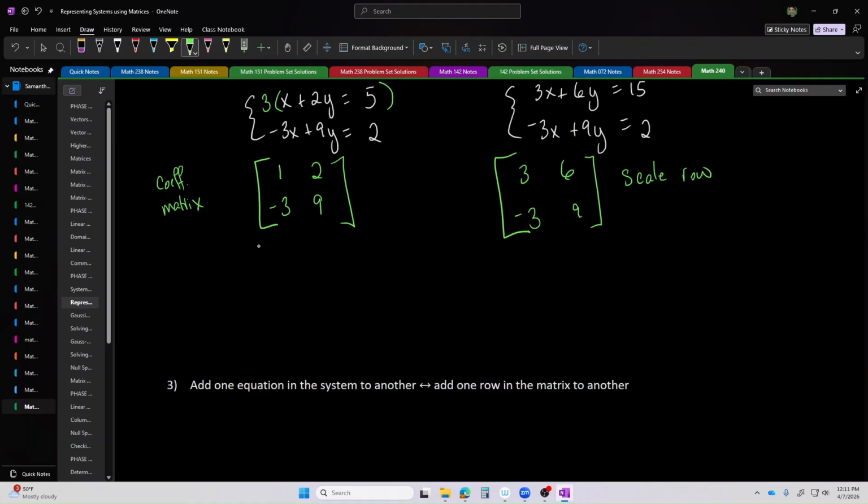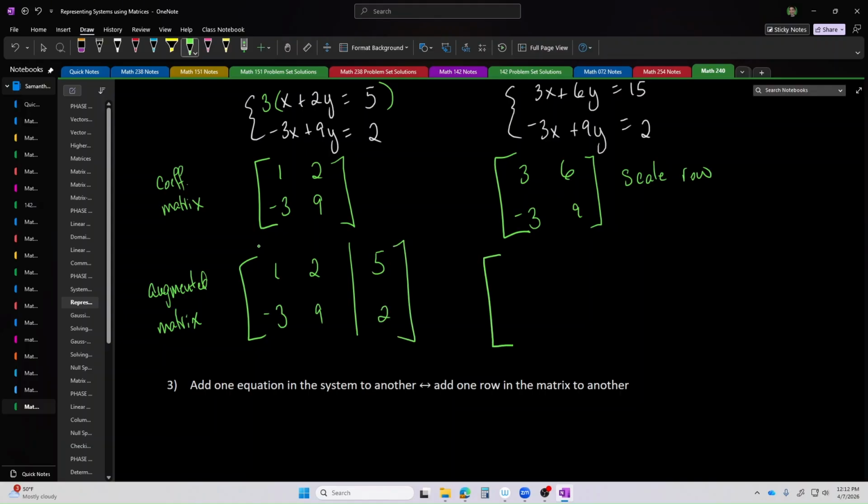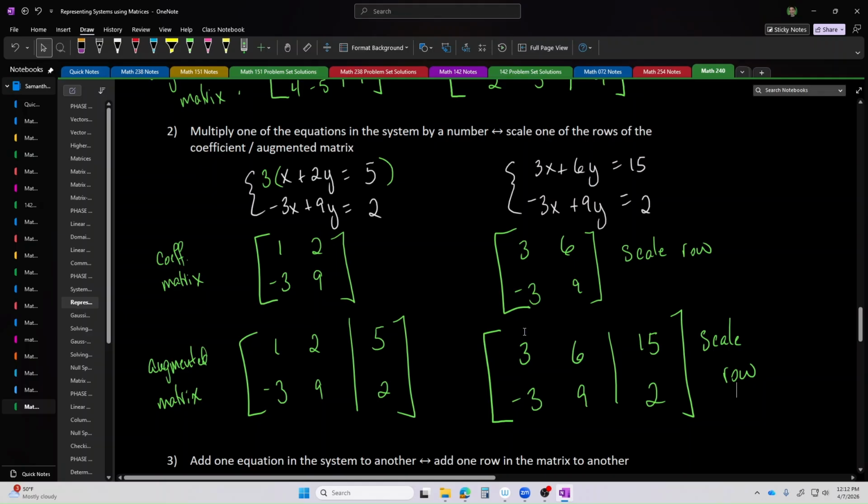Similarly, the equivalent action on the augmented matrix for this system is, the augmented matrix would be 1, 2, bar 5, negative 3, 9, bar 2. And the corresponding action on the augmented matrix would be again to scale this top row. So 3, 6, 15, negative 3, 9, and 2. So this would scale the first row of the augmented matrix. That would be the equivalent action in terms of the matrix representation for this system.